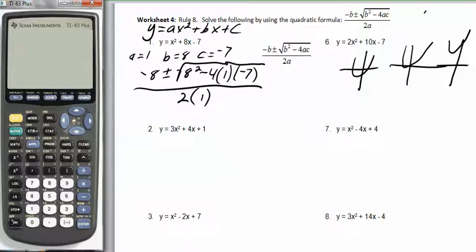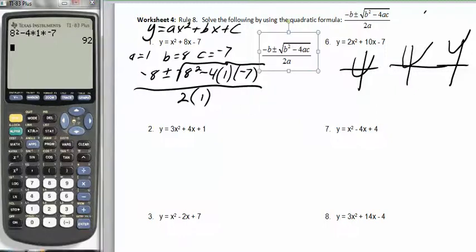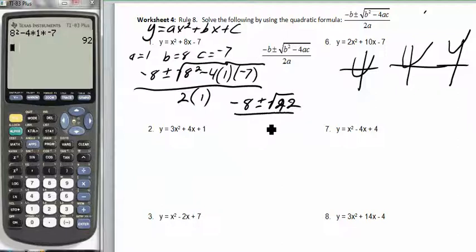So we're going to go 8 squared minus 4 times 1 times -7. And that's 92. So we've simplified this a little bit. We're going to have -8 plus and minus the square root of 92 over 2. Alright, so this we can solve. So we just have, just be careful, this part here, it's like it's in parentheses, otherwise it's going to solve wrong.